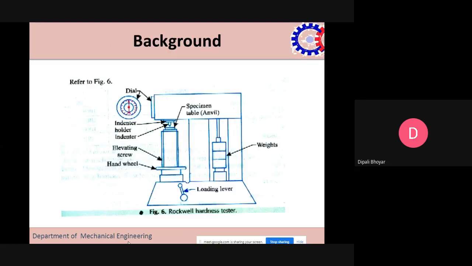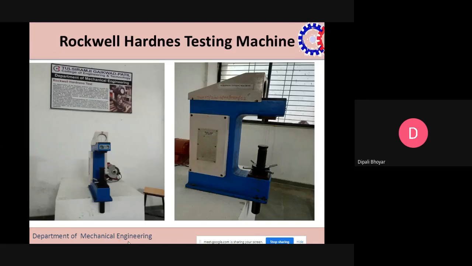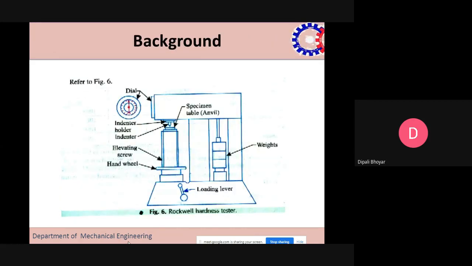Let us see the setup of a hardness testing machine. Basically there are two types of hardness testing machine, the Brinell hardness test and the Rockwell hardness test. But for industrial purposes, the Rockwell hardness test is commonly used. So here we use the Rockwell hardness test for measuring the hardness of the material.